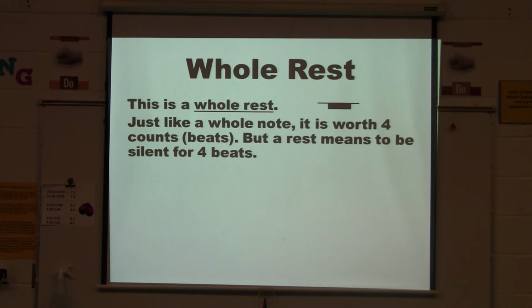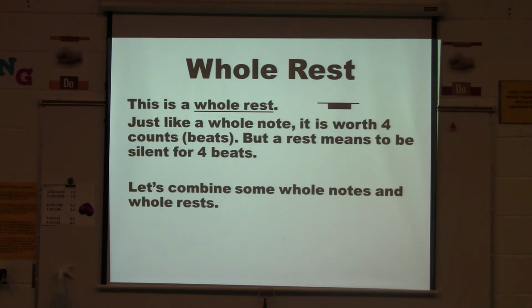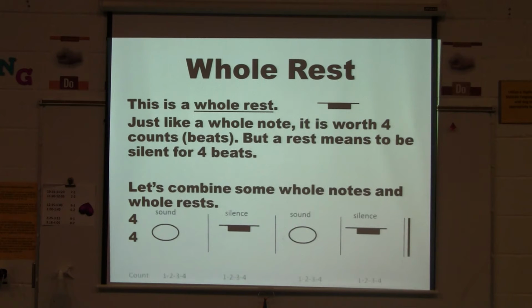in 4/4. But remember, a rest tells you you're going to be silent for those 4 beats. So we are going to count 4 beats for a rest, but you have to remember that when you see one in your music, it means to stay silent for that length of time. So let's combine some whole notes and some whole rests in 4/4 time. There they are, 4 counts of sound, 4 counts of silence, 4 counts of sound, and 4 counts of silence.